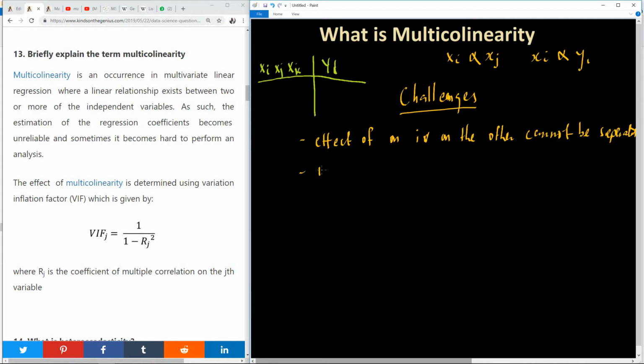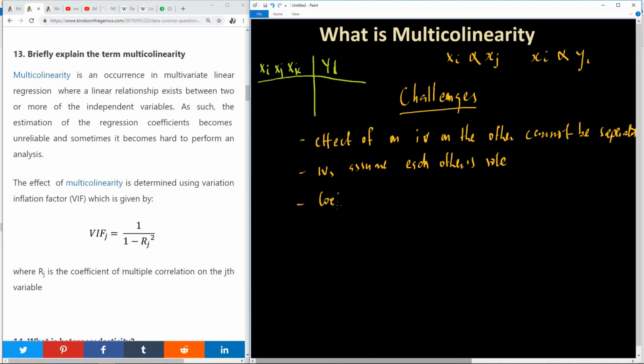Another problem of multicollinearity is that the independent variables (IVs) assume each other's role. In this case, xi may actually assume the role of xj, xk may assume the role of xi, and so on. So that is a whole lot of problem in regression.